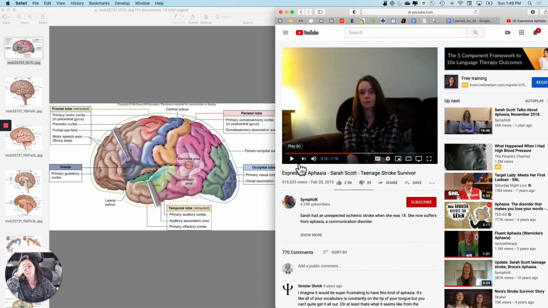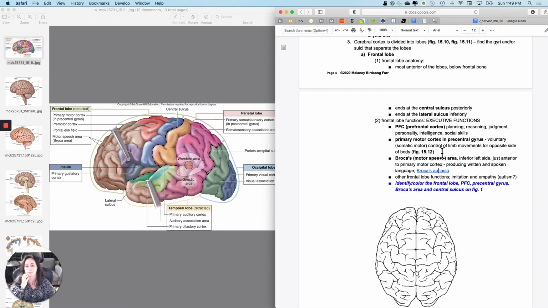Okay, so that's Sarah. You can actually see her later as well. She got quite a bit better. She was 19 when it occurred, or 18 when it occurred, and she's 19 now. But what you can see with Sarah is that she's understanding the question, so it's not like a comprehension issue. And she knows what she wants to produce, but getting it out is problematic for her.